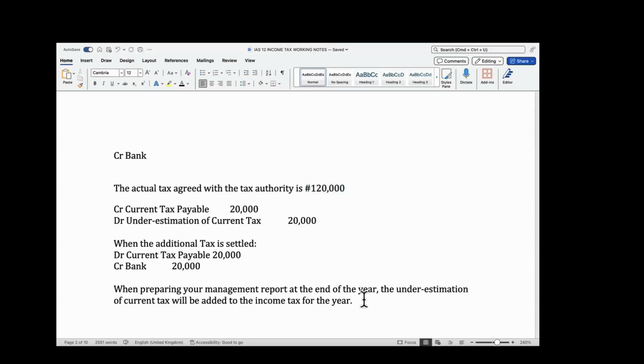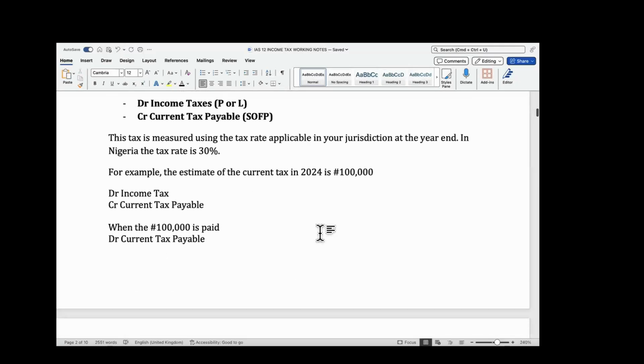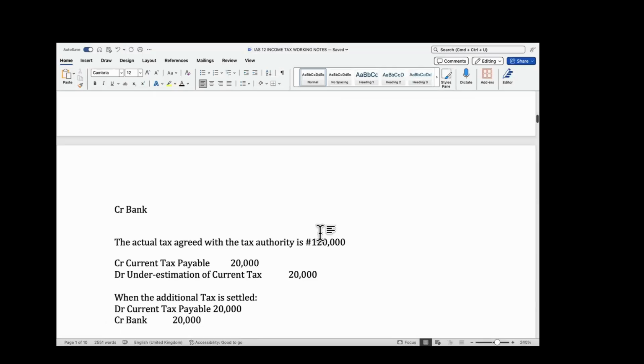So this is extremely practical. This is how it happens in real life. This is how it happens in your exam too. In your exam, you might not be doing all of the debit and credit, but this is the way it works.